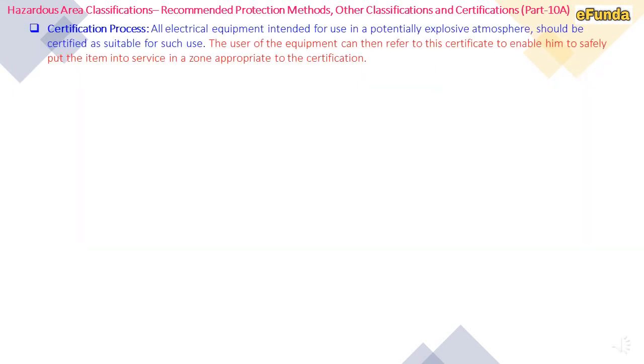Certification process. All electrical equipment intended for use in a potentially explosive atmosphere should be certified as suitable for such use. The user of the equipment can then refer to this certificate to enable him to safely put into service in a zone appropriate to the certification.